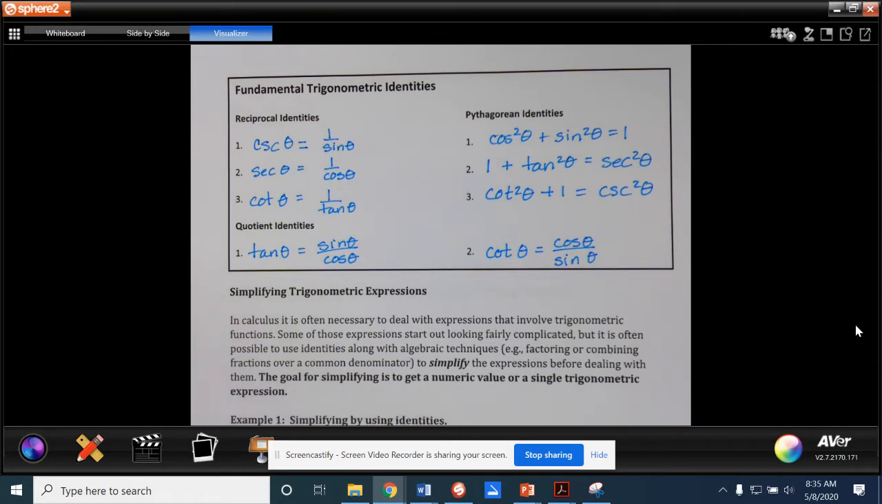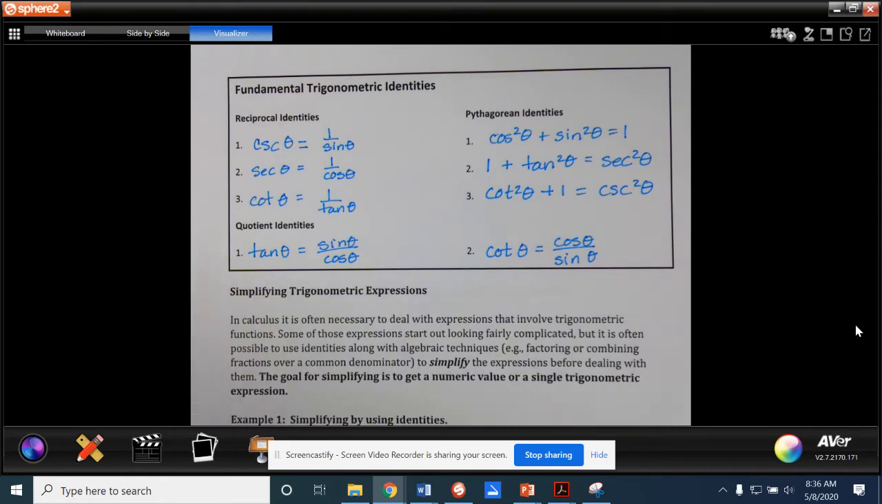Now, trig is used in various areas of calculus. So it is, as it indicates, often necessary to deal with expressions that involve trig functions. Some of those expressions start out looking fairly complicated, but it is often possible to use identities along with algebraic techniques, factoring or combining fractions over a common denominator, to simplify the expressions before dealing with them. The goal for simplifying is to get a numeric value or a single trigonometric expression. So that's normally the goal.